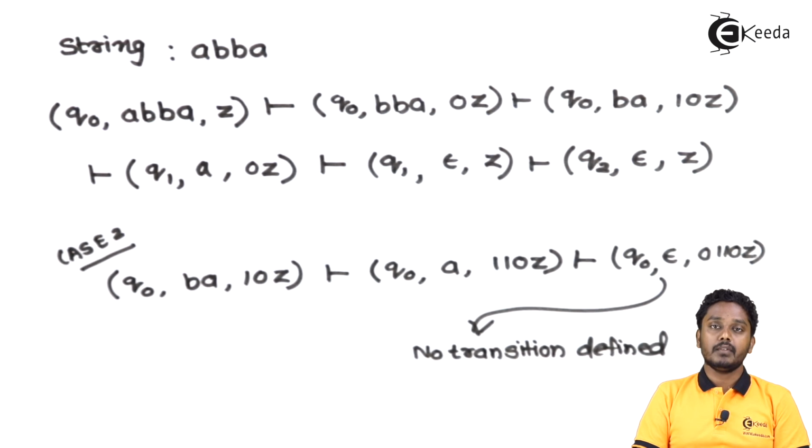In an NPDA, we will run all the configurations with the given string with all possible transitions, and if any one of them is leading to the final state, you can say that the string is accepted. Over here, the case 1 that we have discussed was accepting the string, and hence we can say that our language contains the string ABBA. But this particular configuration is going to a dead state, and this particular transition is rejected.